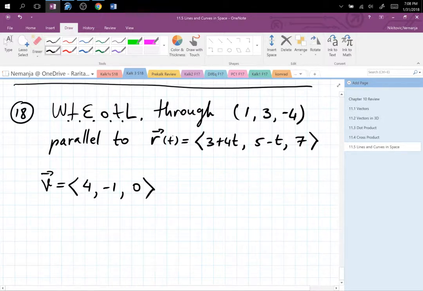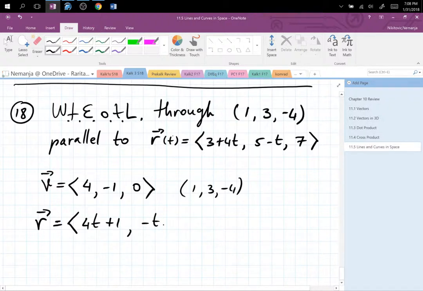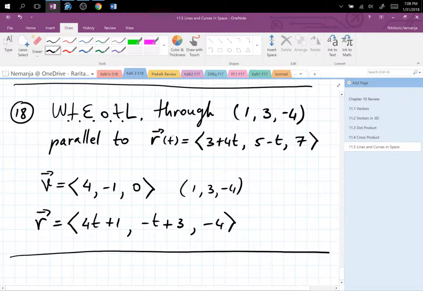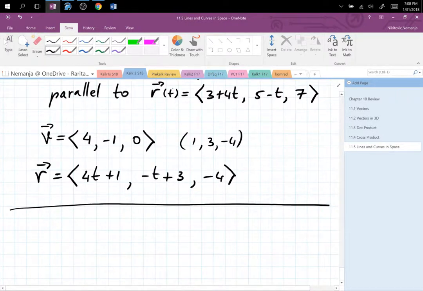Great. And then we have a point 1, 3, negative 4. So what's r? r is 4t plus 1, negative t plus 3, and negative 4. In situations like this, oh, never mind, I was going to say only because we have r used twice, but then we have r and then we have r. So, I don't know.